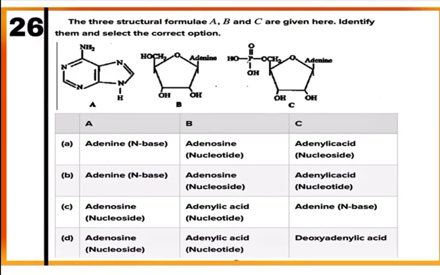Question 26. The three structural formulae A, B and C are given here. Identify them and select the correct option. A is nitrogenous base adenine. In B, adenine is attached to pentose sugar and form a nucleoside, and this nucleoside is adenosine. In C, adenosine is attached with phosphate group and form adenylic acid or a nucleotide. So here correct answer is option B, mark B as a correct answer.